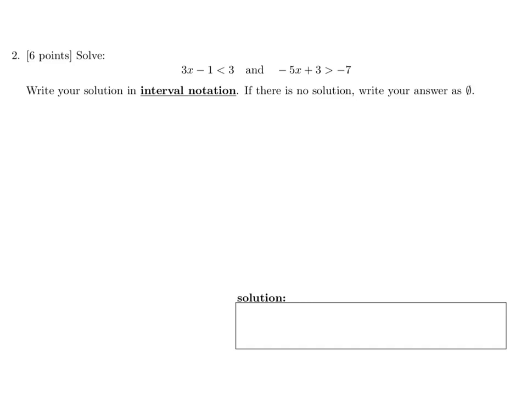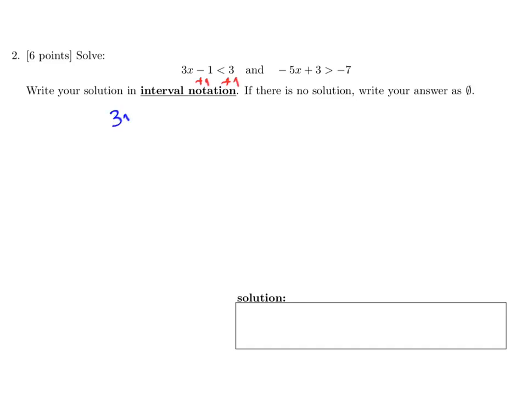So the word and means that both statements have to be true at the same time about the same number x. So this one is 3x minus 1 is less than 3 and negative 5x plus 3 is greater than negative 7. And x is the same number in both of those inequalities. So they have to be true at the same time about the same number. So what we do is we solve each of the inequalities separately, and we keep connecting them with the word and each time.